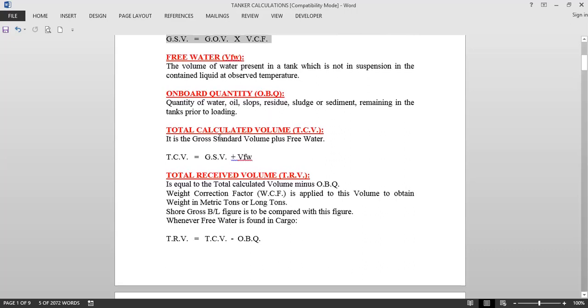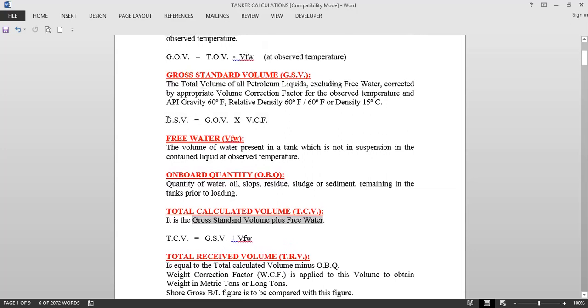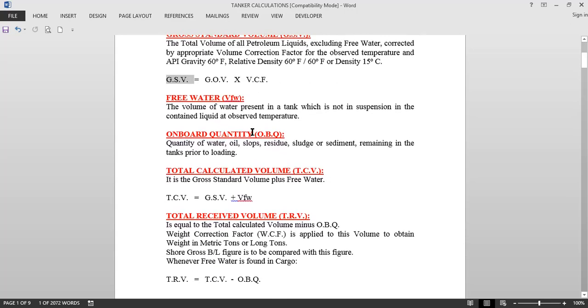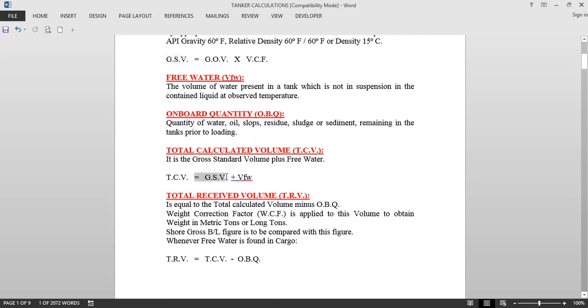So that total calculated volume is basically your gross standard volume plus your free water. So from here you have calculated your gross standard volume, that is gross observed volume into VCF. Now to this gross standard volume you add your volume of free water, and that gives your total calculated volume. All right, this is your total calculated volume.